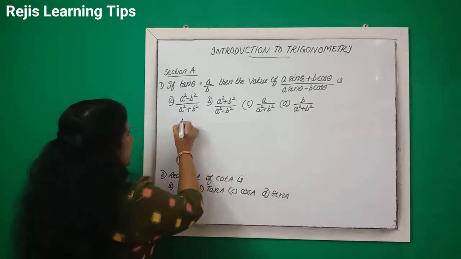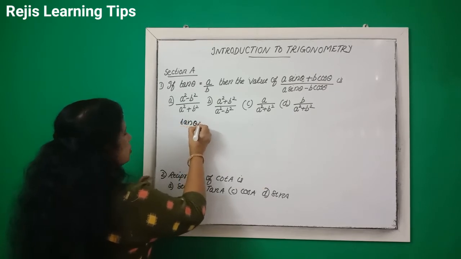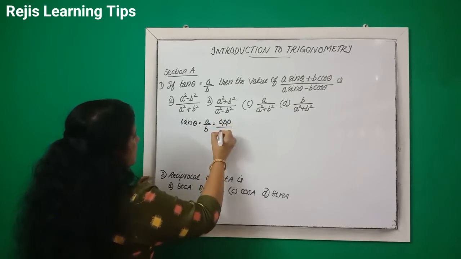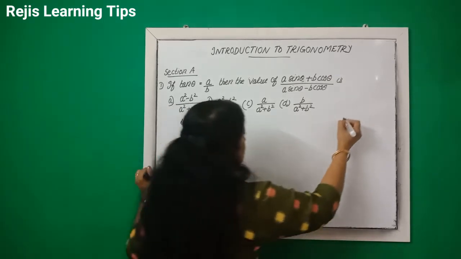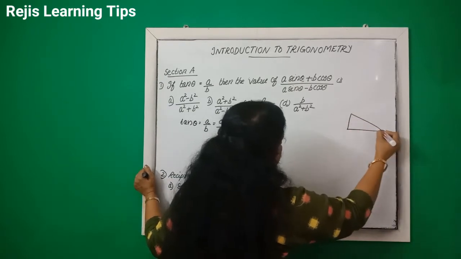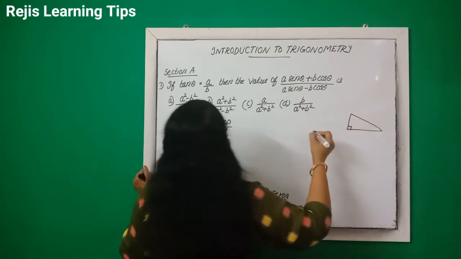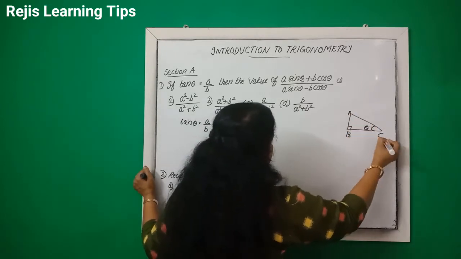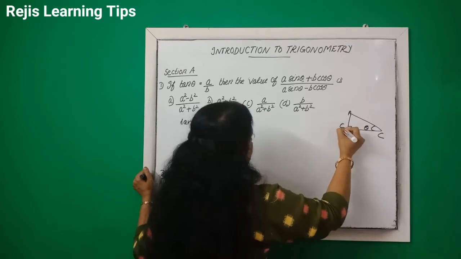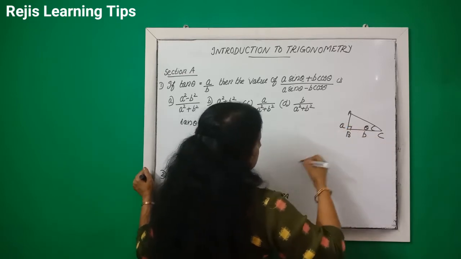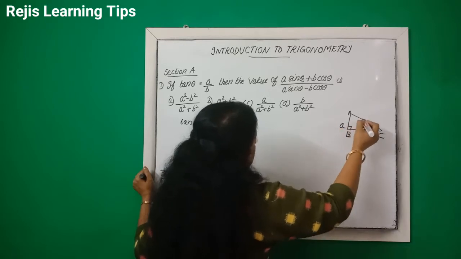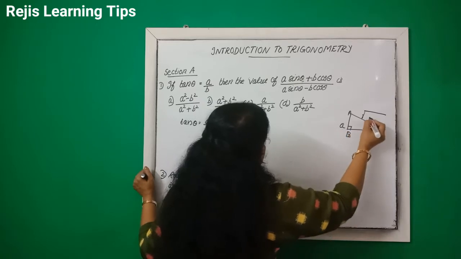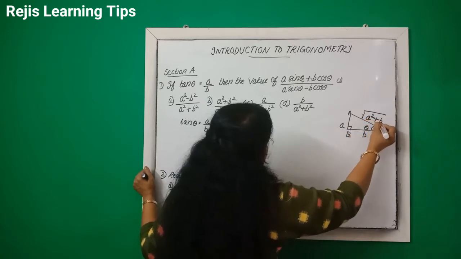Okay. Tan theta is equal to A by B. Tan theta means opposite side divided by adjacent side. So first we have to draw one right triangle. This is theta, ABC. Then tan theta means opposite side divided by adjacent side, A by B. Then hypotenuse is equal to root of A square plus B square.